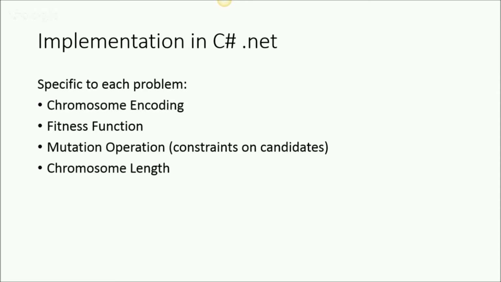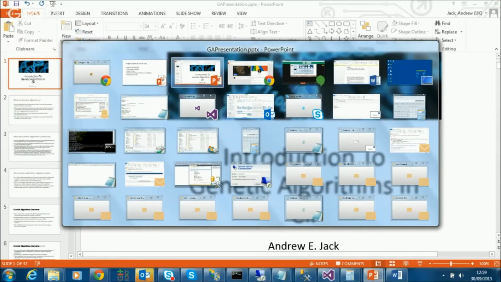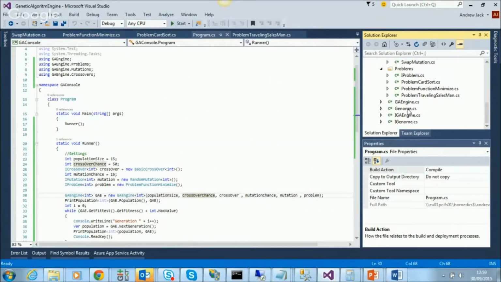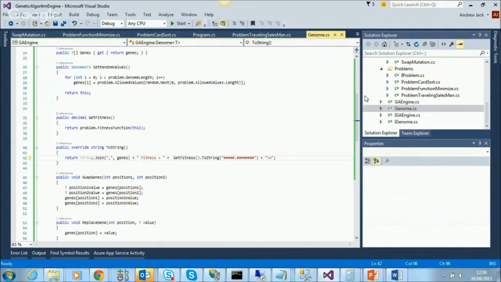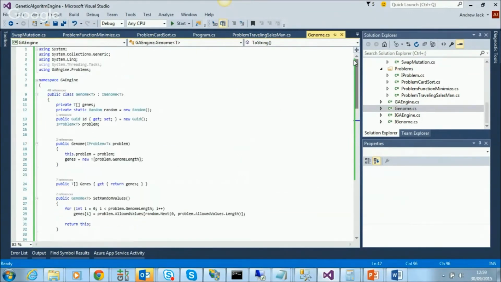Specific to each problem. So first thing, let's have a little look at the code quickly. Let's break it up into components. So the first thing we've got here is a genome. Sorry, a genome. I should have called this chromosome. In fact, this is my mistake. Whenever you see genome, think chromosome. I could have altered this quickly, but if I do that now, I'm going to run into all kinds of problems.